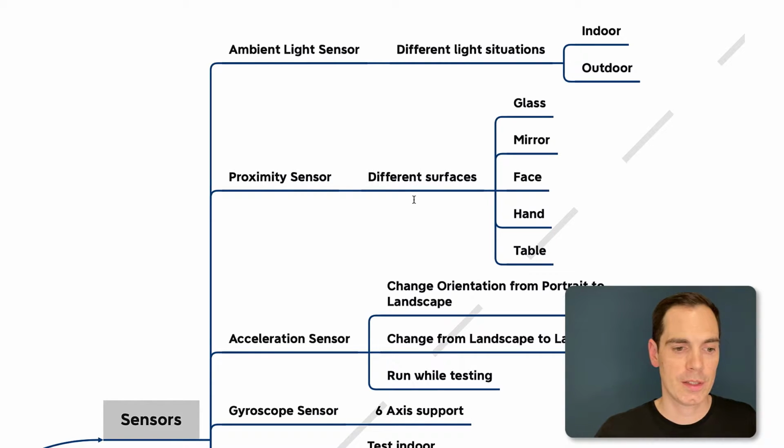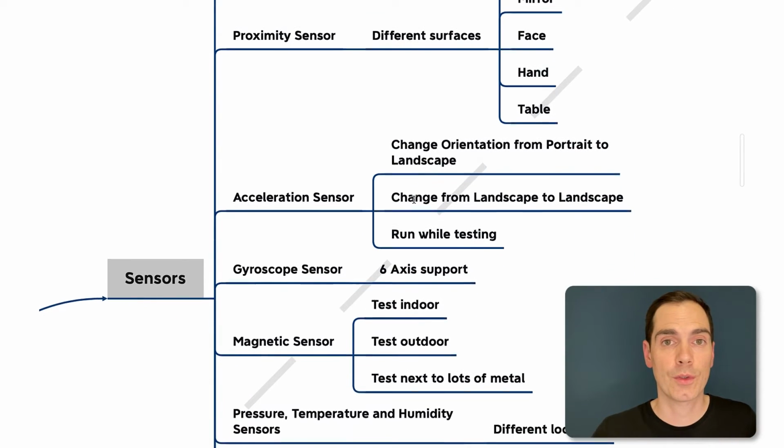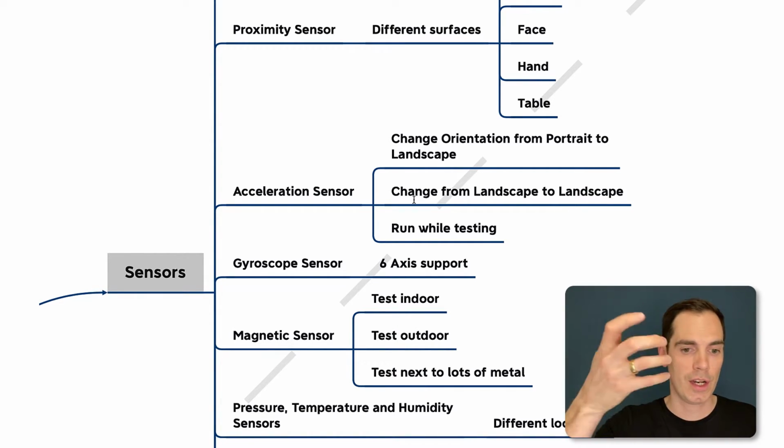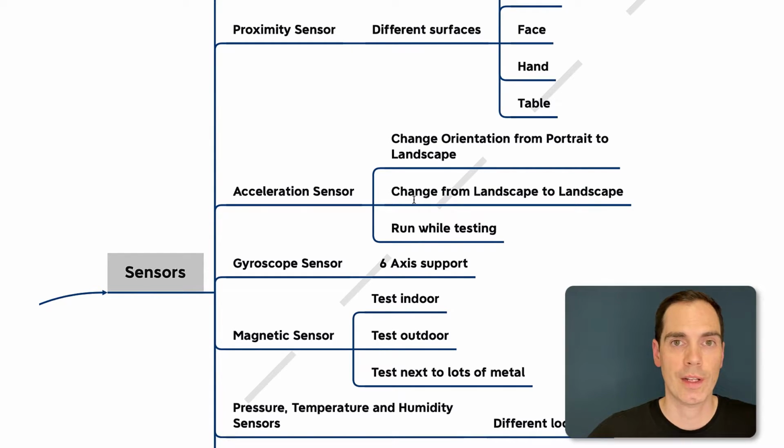Same for the proximity sensor, using different surfaces like a glass, a mirror, your face, your hand, a table or something like that. Put it near the device and see that the device is handling this situation. And if your app is also using this sensor, you should keep different scenarios in mind. Acceleration sensor, so you can change the orientation of your device from portrait to landscape multiple times to see how the app is handling this. If landscape mode is supported, you can find some funny bugs.